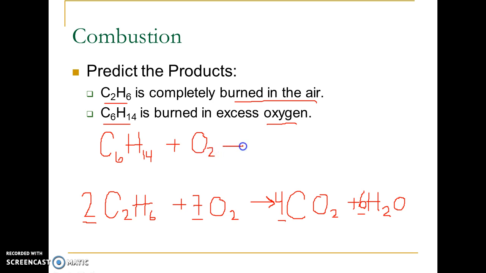And I bet you can guess what the products are. If you said CO2 and water, you would be correct. Those are the products every single time you have a combustion reaction.